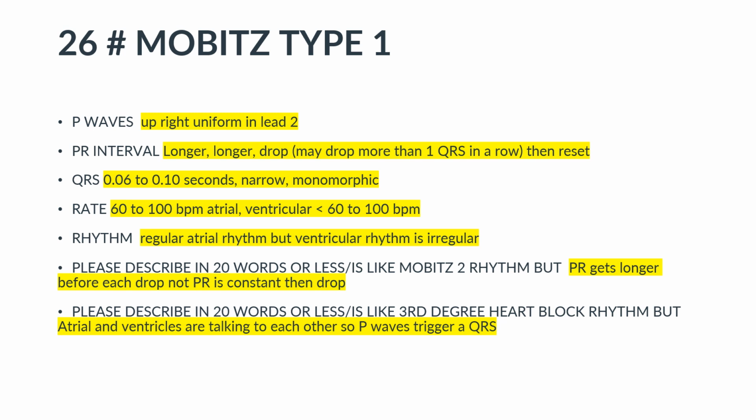Alright. With the third degree AV block, the atria and ventricles are just not talking to each other. Right? There is no P wave generating a QRS, and hopefully you'll be able to understand and see that clearer in a little bit.